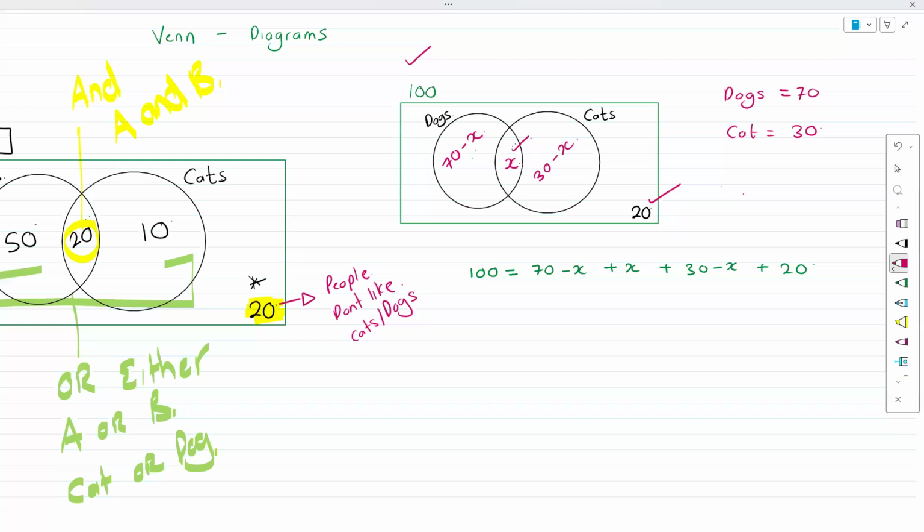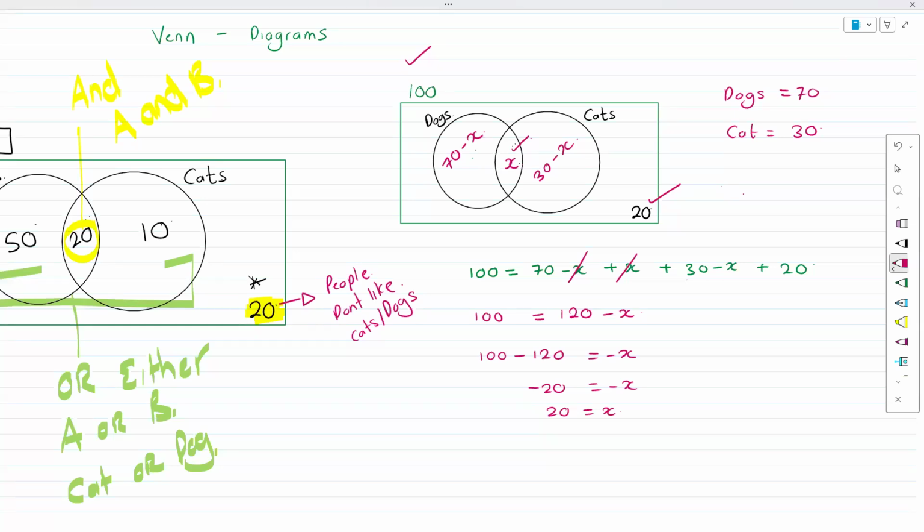Now, the easy part is that the minus x and plus x cancel out. We start to add. 70 plus 30 is 100. 100 plus 20 is 120. And that's minus x. And that's 100 minus 120 equals to minus x. And now minus x equals to minus 20. And 20 equals to x.